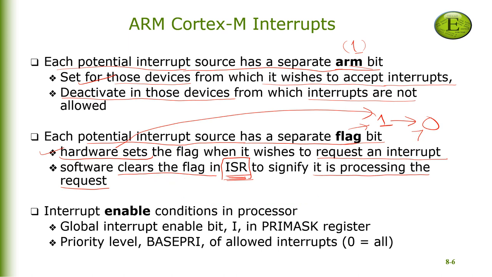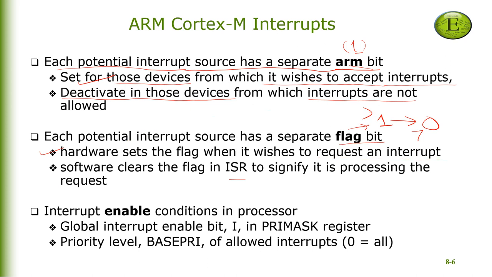So far we have talked about the interrupt configuration bits which are specific to the source, whether we talk about the flag bit or the ARM bit. There is, however, another bit, a single bit, that is shared by all the interrupt sources, called the interrupt enable. To put it in simple words, this is a global on-off switch for the interrupts.